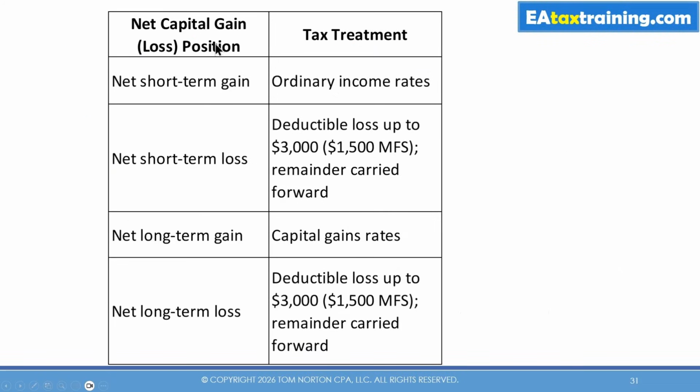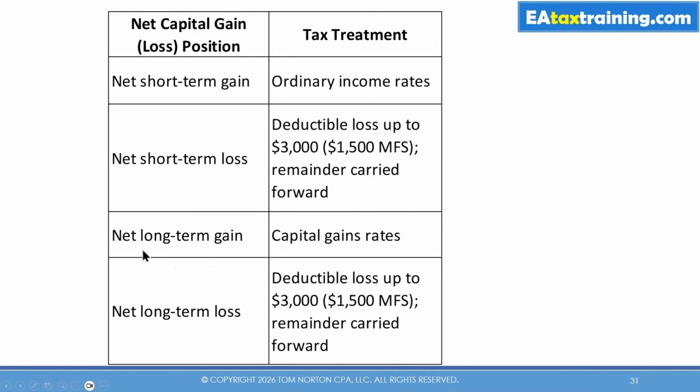You could end up with a net short-term gain. In that case, you will pay tax on that gain at ordinary income tax rates. You don't get any break because it is short-term. Or you could end up with a net short-term loss. In that case, that loss is deductible up to $3,000. Any remainder is carried forward.